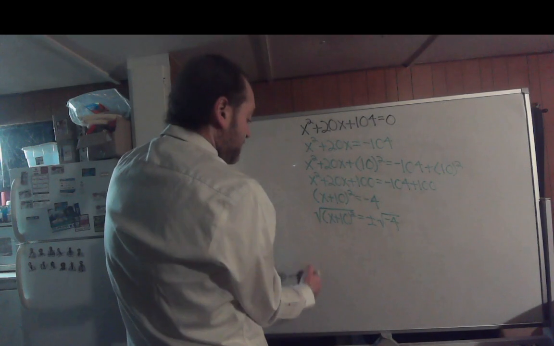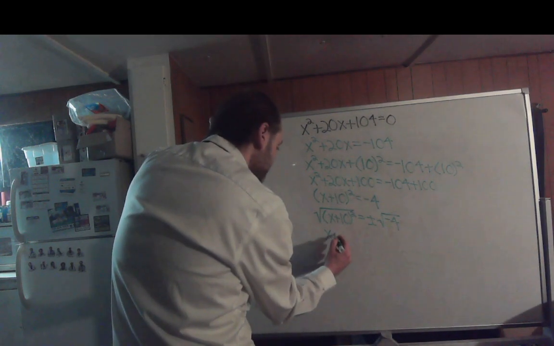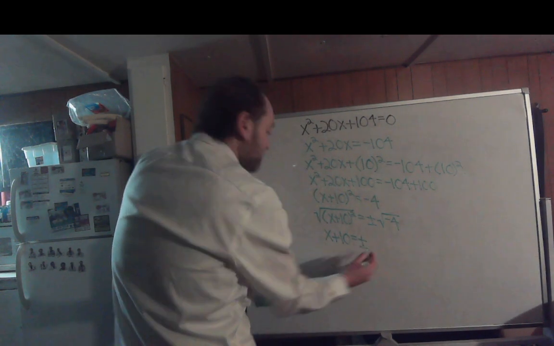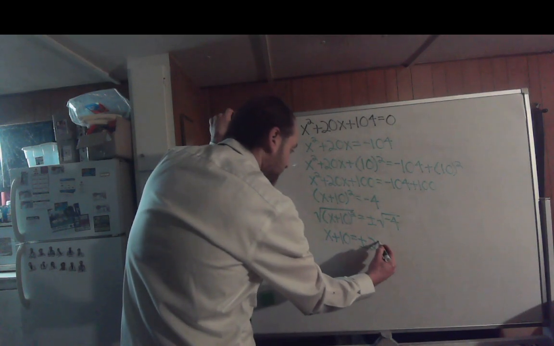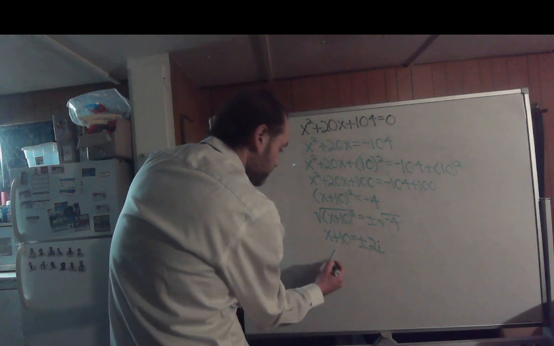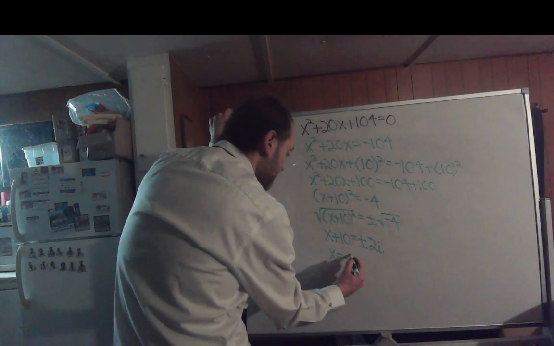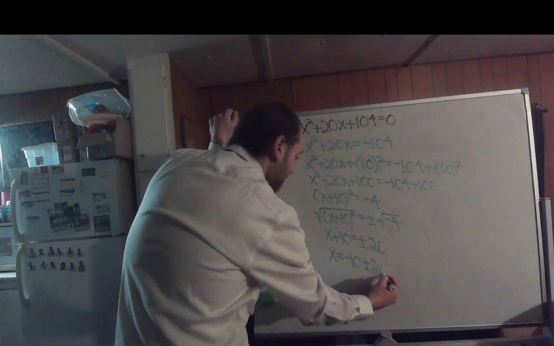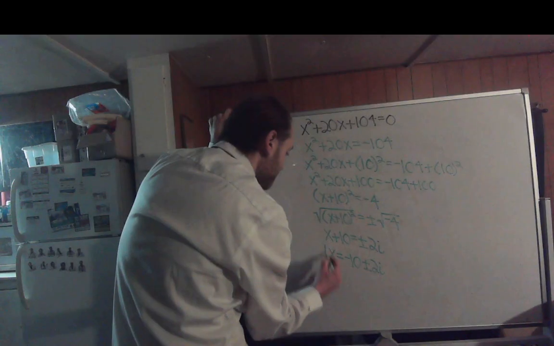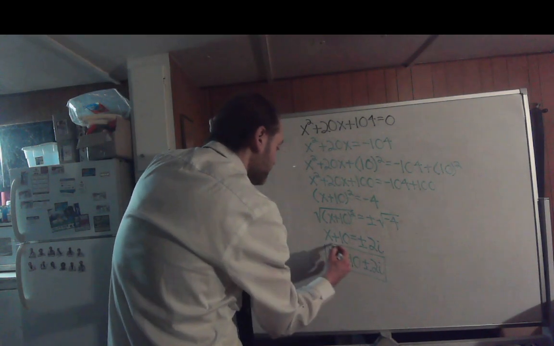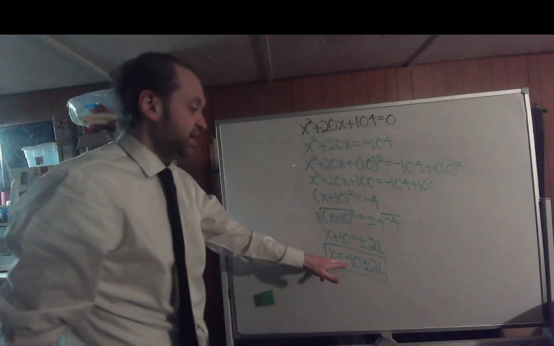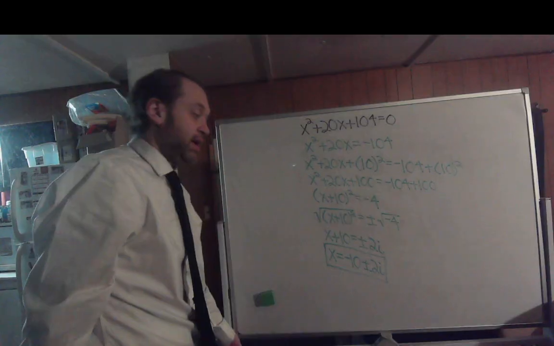So then the left side would turn into x plus 10 would equal plus and minus, what's the square root of negative 4? That's 2i. So your solutions are going to be x equals negative 10 plus and minus 2i. So you have two imaginary solutions to this equation. x equals negative 10 plus and minus 2i.